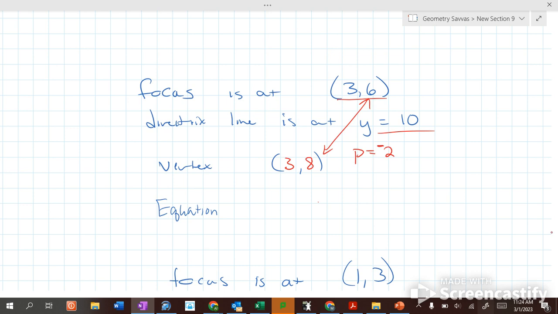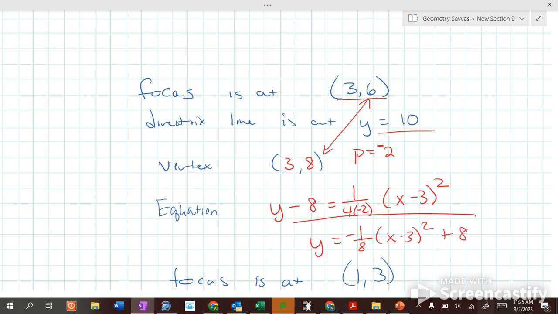Then we go y minus our y value of the vertex, 8, equals 1 over 4p, 1 over 4 times negative 2, times x minus the x value of the vertex squared. Now, if they want y alone, it would be like this: negative 1/8 times x minus 3 squared plus 8.